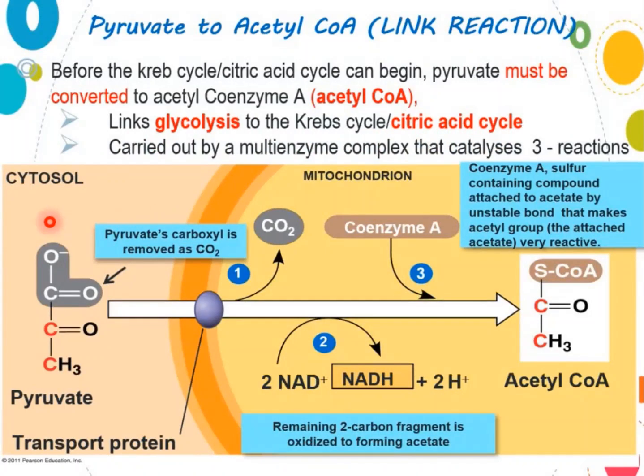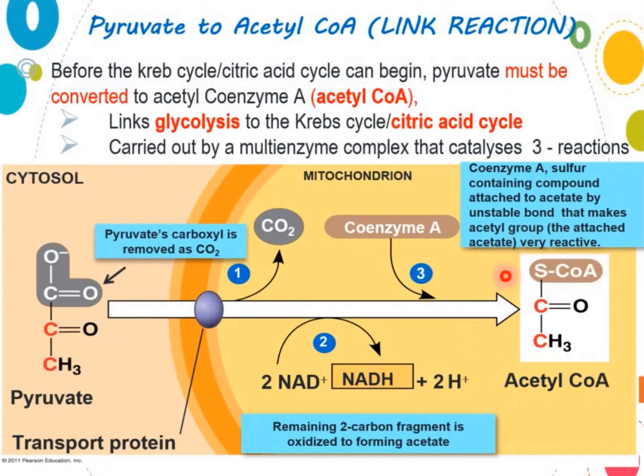From the glycolysis pathway, one glucose molecule produces two molecules of pyruvate. So pyruvate, in the presence of oxygen, enters the mitochondria to enter the Krebs cycle. However, keep in mind that pyruvate cannot directly enter the Krebs cycle. Pyruvate must be converted to acetyl-CoA, then only can enter the Krebs cycle.